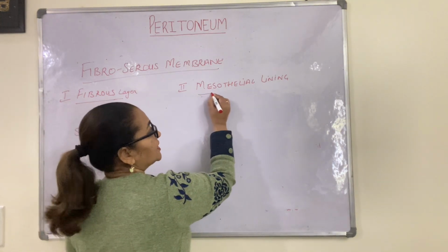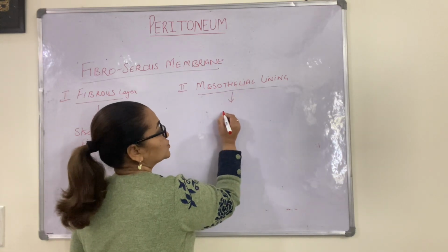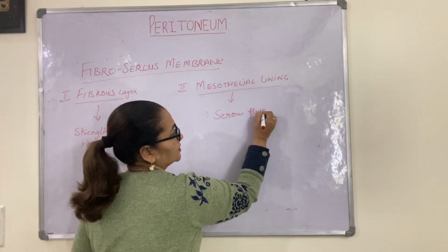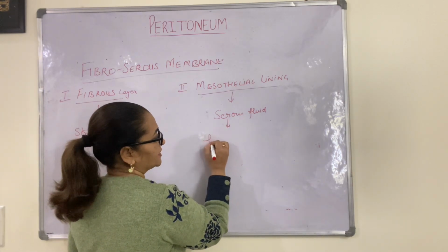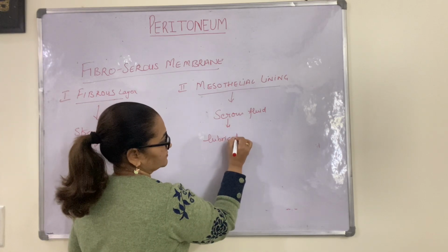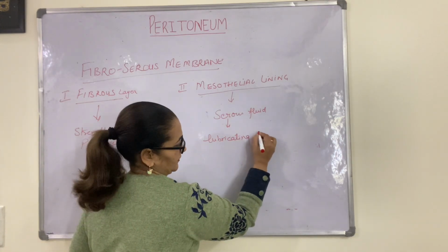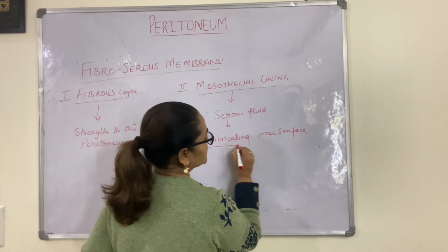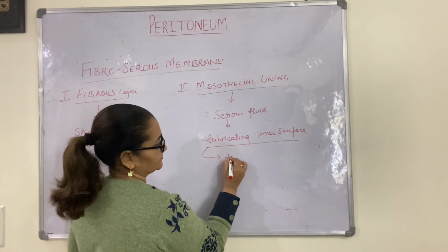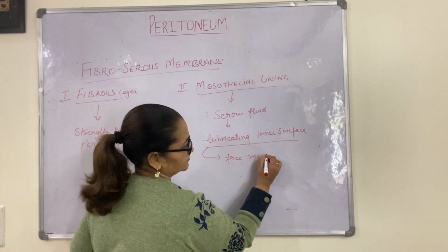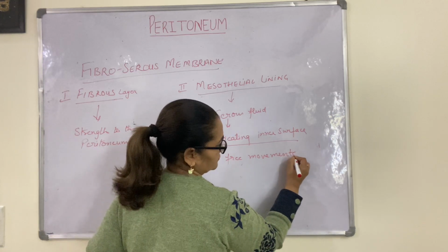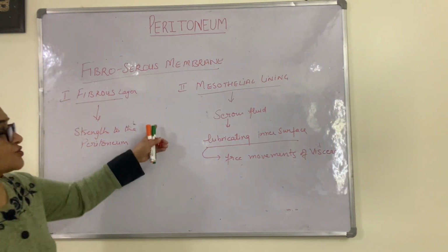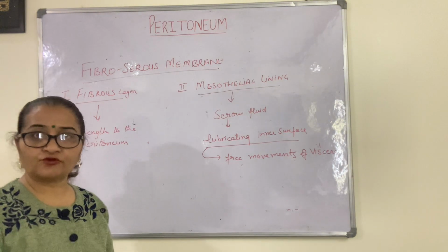Now this mesothelial lining is going to secrete the serous fluid. Now this serous fluid is lubricating the inner surface and helps in the free movement of the viscera. So histologically, if we see the picture, it is made up of two layers.